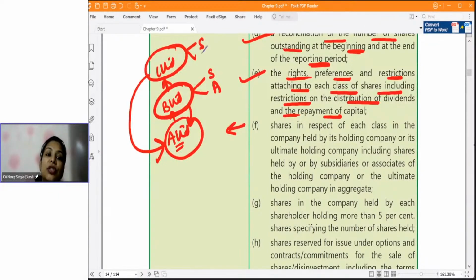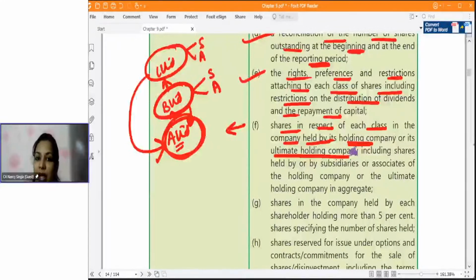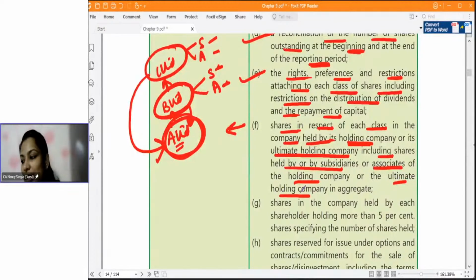Also, if the subsidiary or associate of C limited is holding any shares in A limited, कौन है? हमारा client है. Then that is to be mentioned. है ना? तो ये कौन mention करेगा? A limited management, but auditor needs to verify that. So let us read this point. Shares in respect of each class in the company A limited, held by its holding, that is what B limited, its ultimate holding, that is what C limited in our case, including shares held by subsidiaries or associates of the holding or the ultimate holding in aggregate. So this information is also to be disclosed in the notes to accounts. Management disclose करेगा, auditor check करेगा, auditor will see whether that has been duly reflected or not.